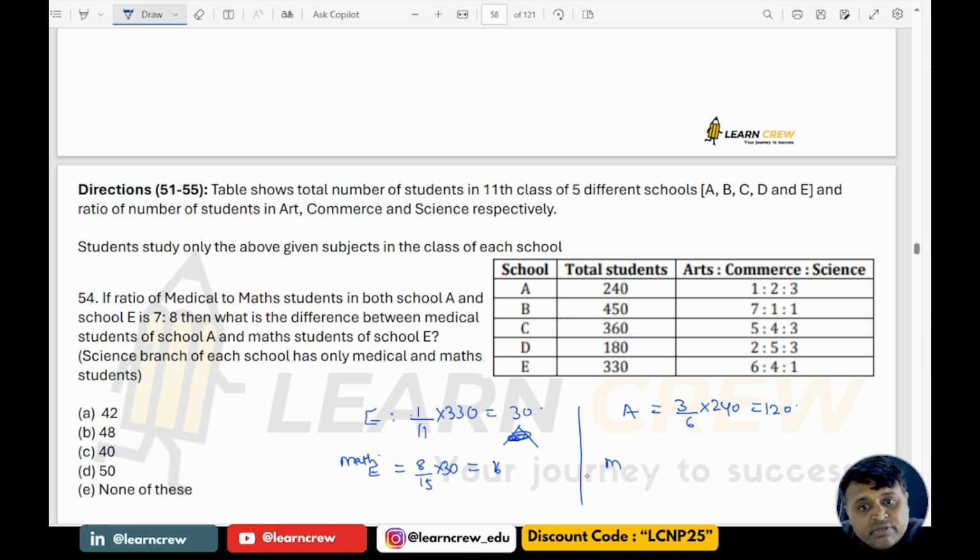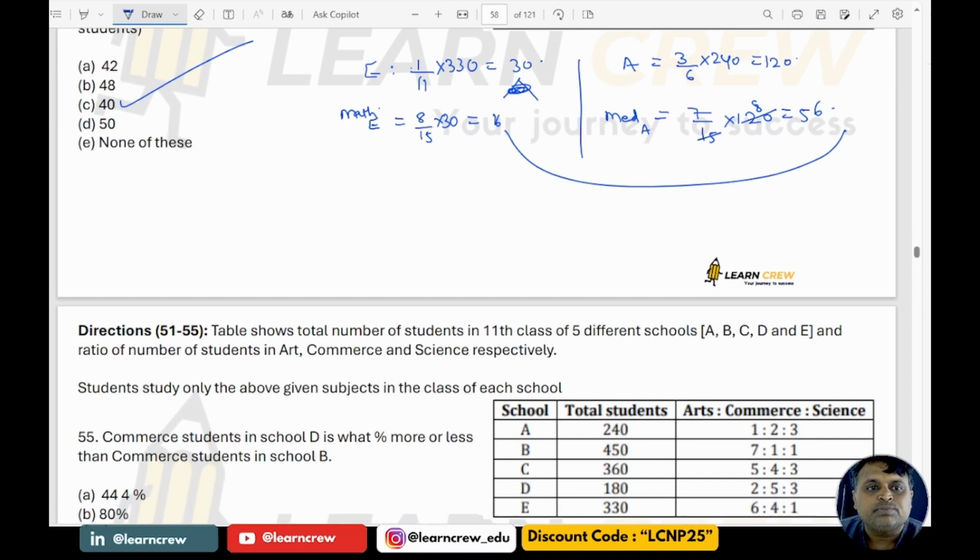Number of math in E we have calculated. Now medical in A we have to calculate. Medical in A is how much? 7/15 of this 120. Am I correct? 7/15 of 120 is how much? 15 8s are 120, so it is 56. Now we need to find the difference of these two. 56 and 16 difference is 40. So the answer is option C.